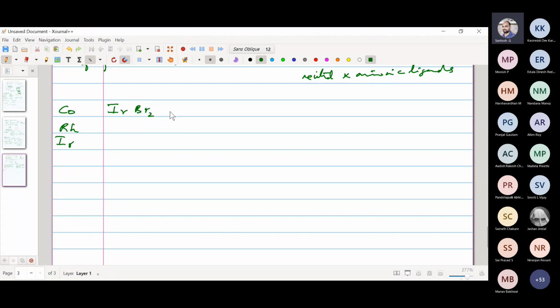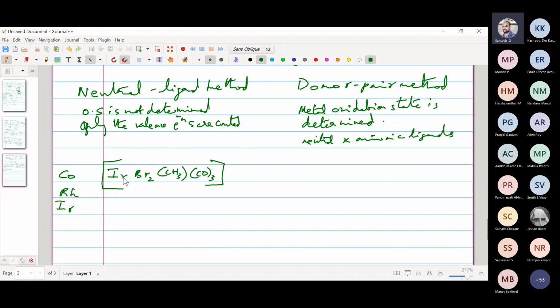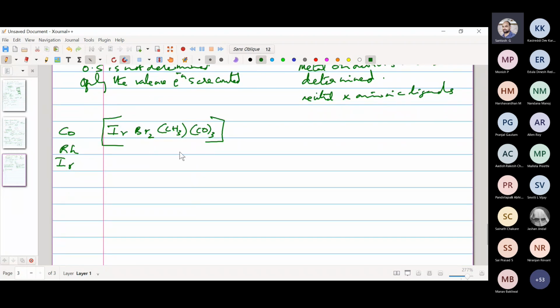Iridium, dibromo, methyl, CO thrice. This is the complex. So how do you find the count? If you look at iridium, let's do the neutral ligand method. The oxidation state of the metal is not determined, so you just take the valence electrons. Then I will tell you what kind of electron donors each one of these ligands are.